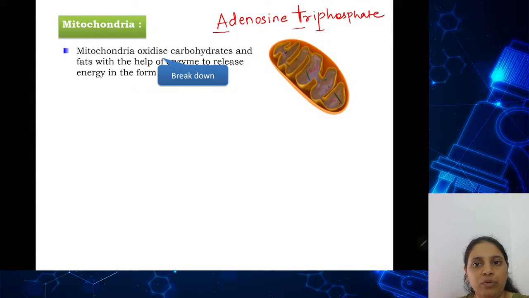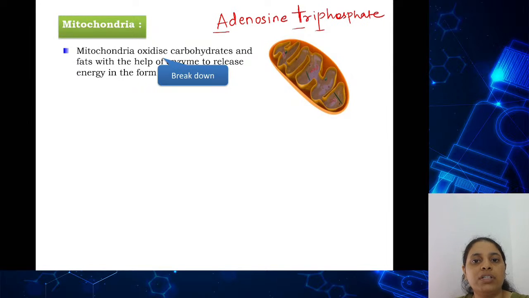Oxidize means to break down, break carbohydrates and fats. Oxidize here means oxygen is involved, right? Why do we need oxygen? Yes, we breathe in, we breathe out, we need oxygen, right? Why do we need oxygen? That oxygen is used in the mitochondria of our cells. Okay, everyone has to remember this.